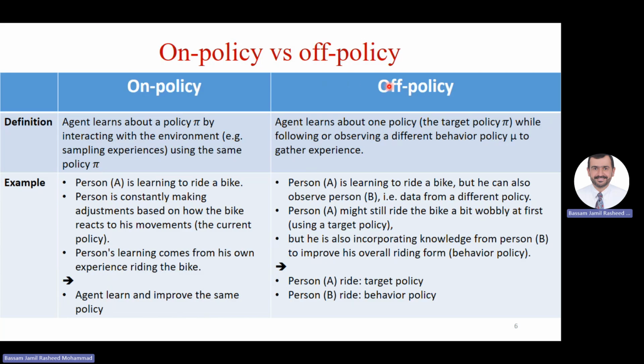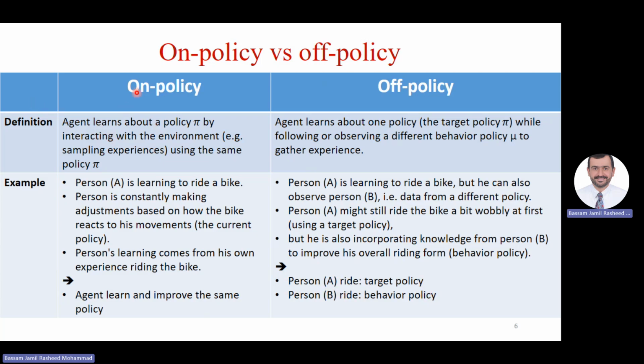While if we look at off-policy, person A is learning to ride a bike, but he can also observe person B. This is data from a different policy. This is the behavior policy. Person A might still ride the bike a bit wobbly at first using a target policy, but he or she is also incorporating knowledge from person B to improve the overall riding, which is the behavioral policy. So person B is now the behavior. Person A's ride is the target policy. Person B's ride is the behavior policy.